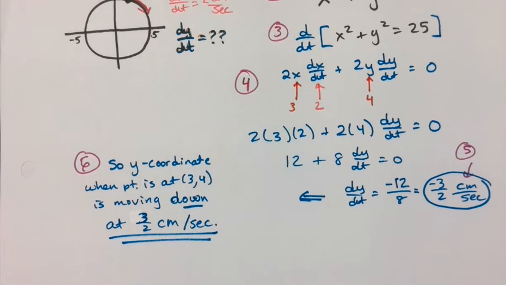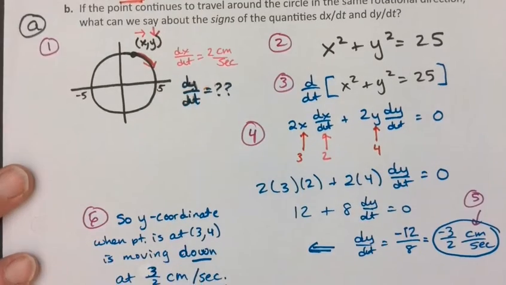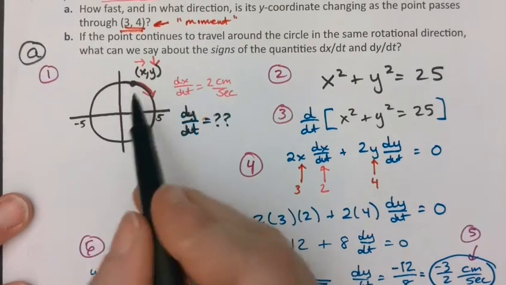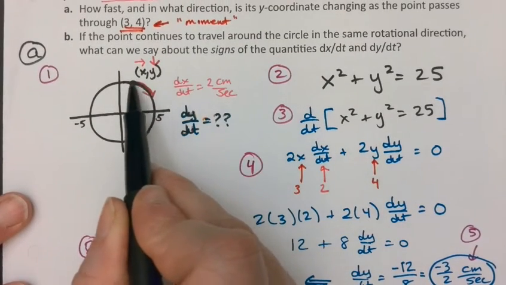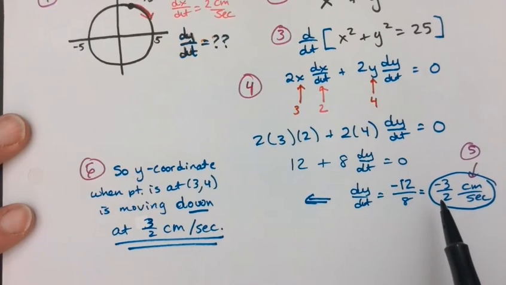All right, great. So that's part A. All of that is looking at that specific piece. What happens when the point is at 3, 4? You're moving to the right. You must also be moving down, and we just proved it, and we proved how quickly we were going.